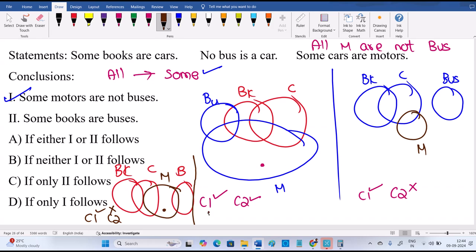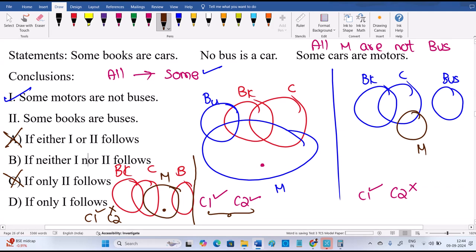Both true at a time, either or is not possible. Second one failed in one diagram. Okay, so second one not possible. It should be only one follows or neither one, not two. It's not or not. Neither one, not two follows, or we should go with only one follows.